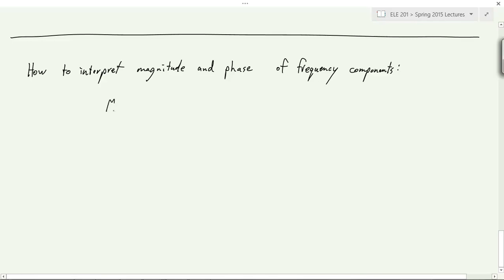Magnitude is equal to another name you might be more familiar with. It's the amplitude of a sinusoid component in your signal. Okay, magnitude equals amplitude. And phase is a time shift of your sinusoid.